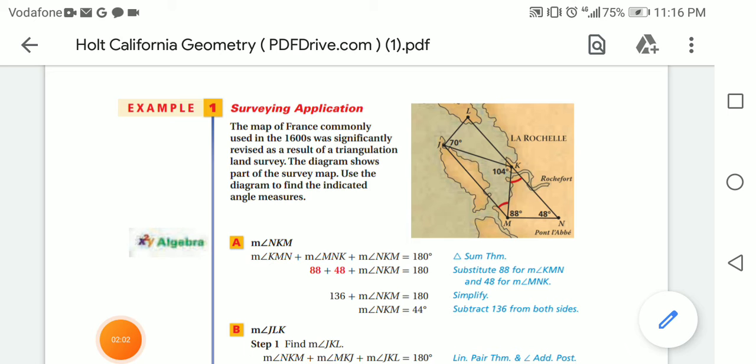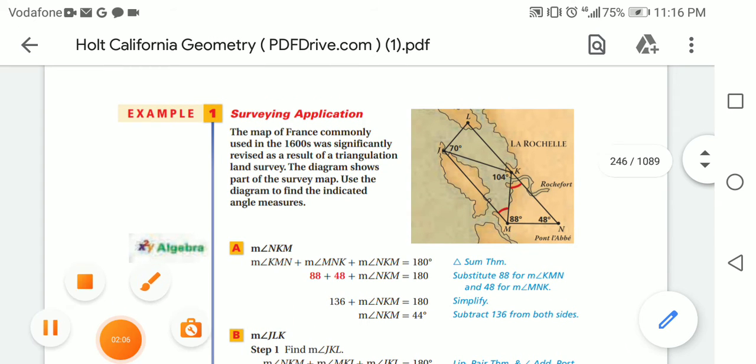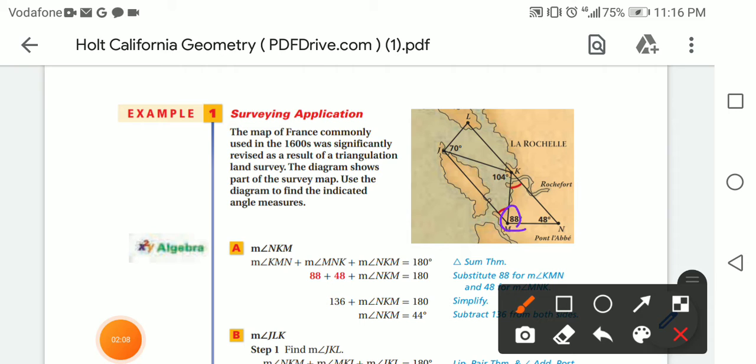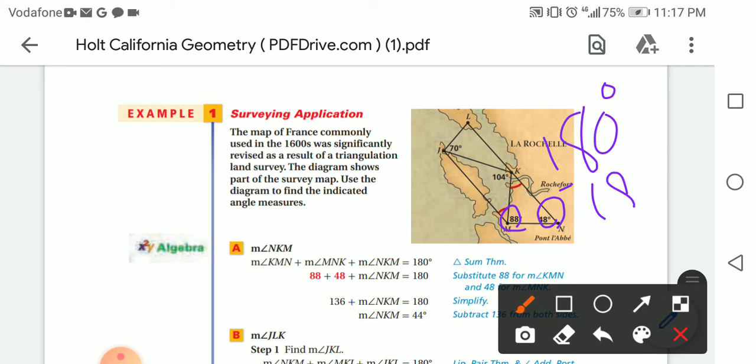Right? Okay, so I have here to add 88 degrees plus 48 degrees, and 180 minus the sum of 88 plus 48 degrees. So it gives me the answer, which is 44 degrees.